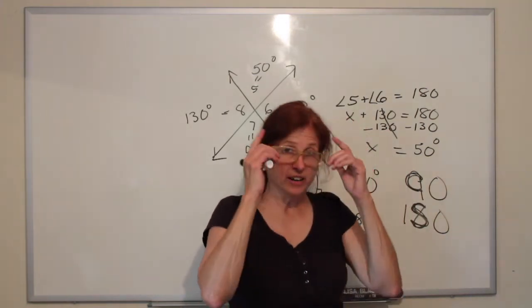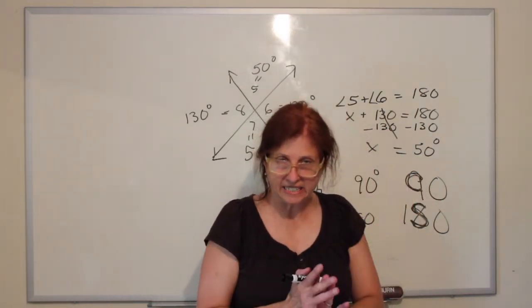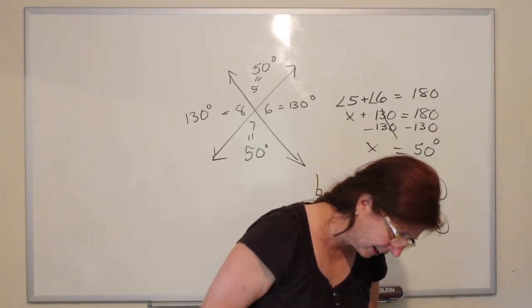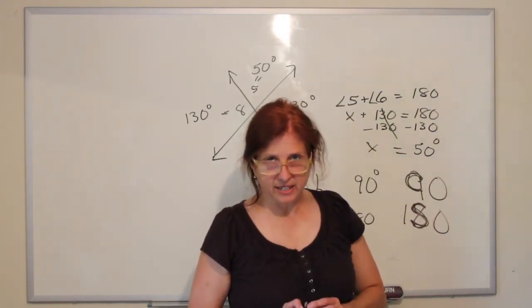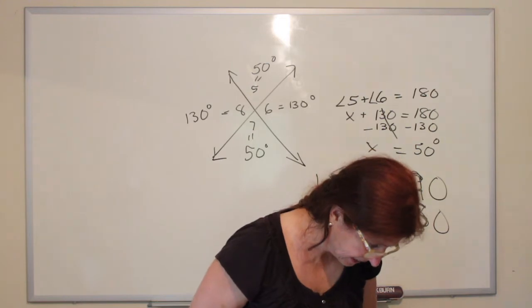If angles are next to each other, they're said to be adjacent. We're going to use the word adjacent a lot in this class. If things are not next to each other, they are non-adjacent.